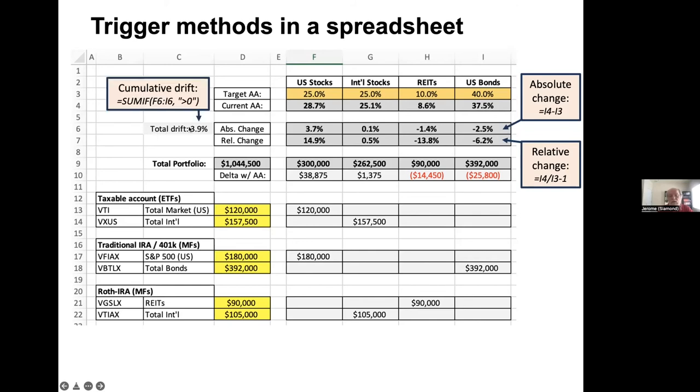And that cumulative drift that I was speaking of, here the idea is that instead of looking at individual changes, you look at the sum of the changes, but you need to take a look at the sum of positive changes because otherwise the sum is obviously zero. And if that total drift, the sum of those positive changes, is more than, let's say, 5%, this is when you might decide to act.